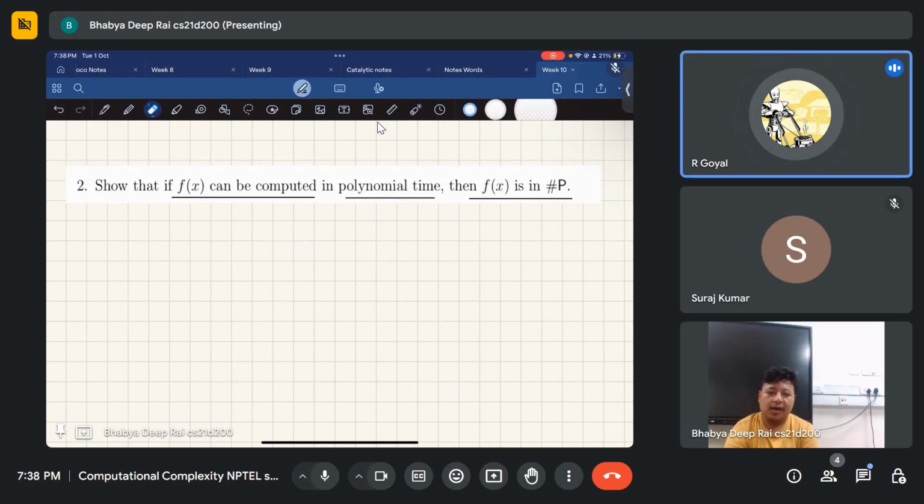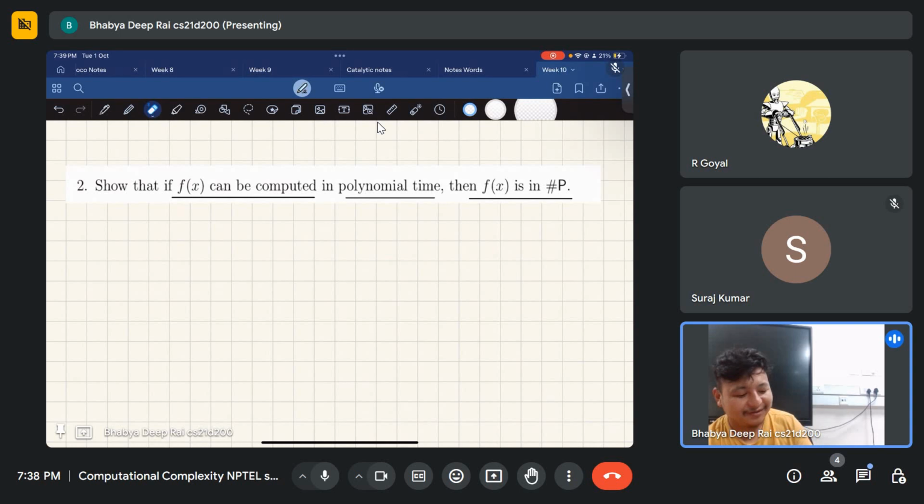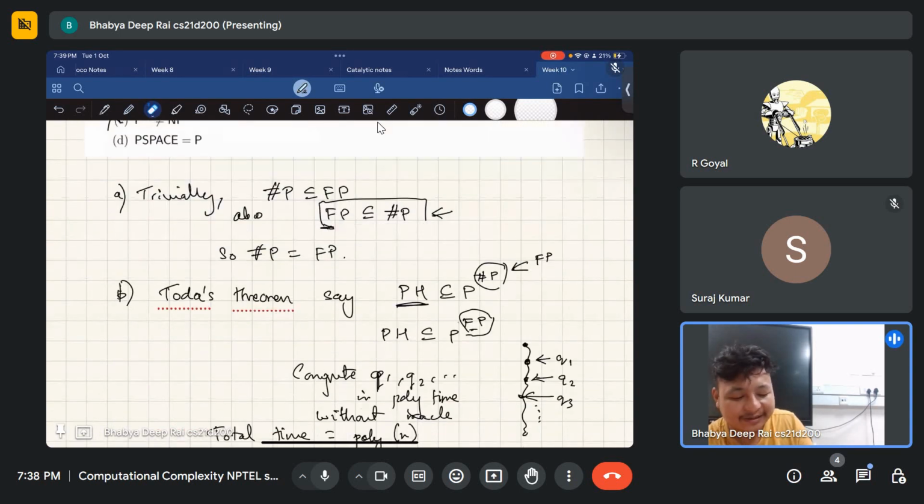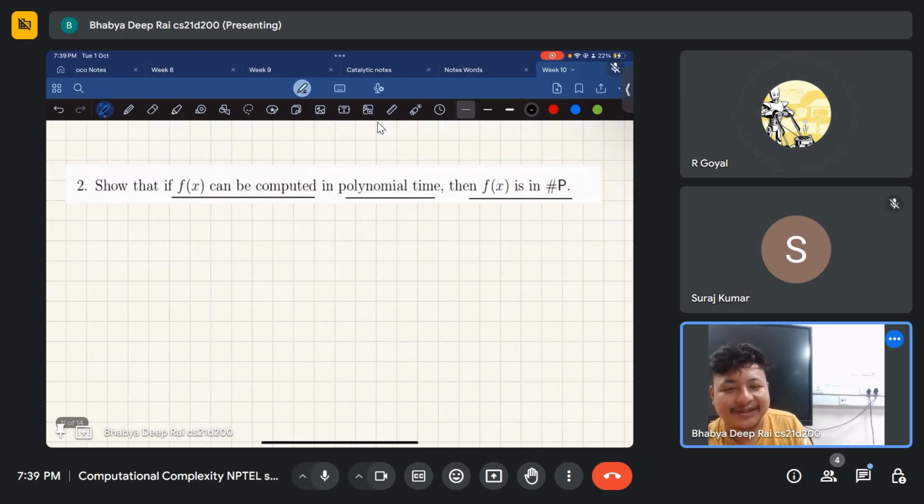How is this related to the previous question then? Because it simply says that if I can compute f(x) in polynomial time, then I would be able to count non-deterministically. But before that, how is this related to the previous question? That is, FP is contained in sharp P. This is the question, and I'm saying it is the same as this. Why is it so?